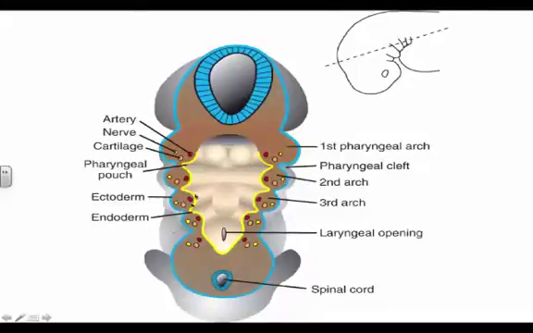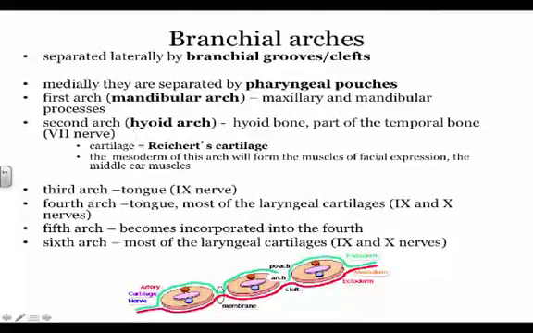The ectoderm, the endoderm, and ultimately the spinal cord. So here I like to picture artery, cartilage, nerve. Artery, cartilage, nerve. The arches are separated here by branchial grooves or clefts. I think this is hard to envision.